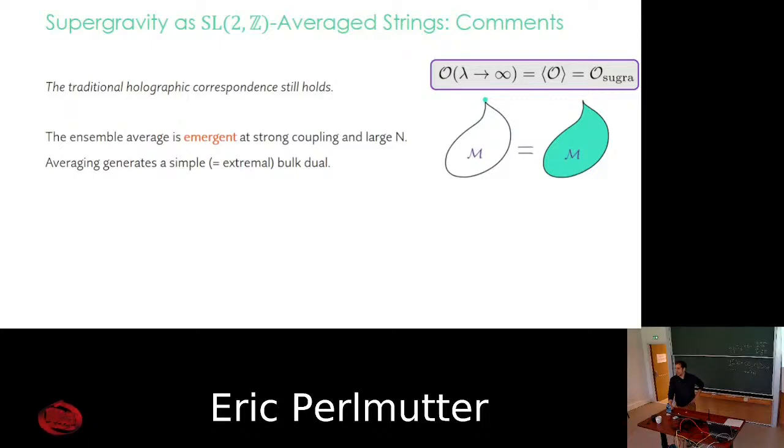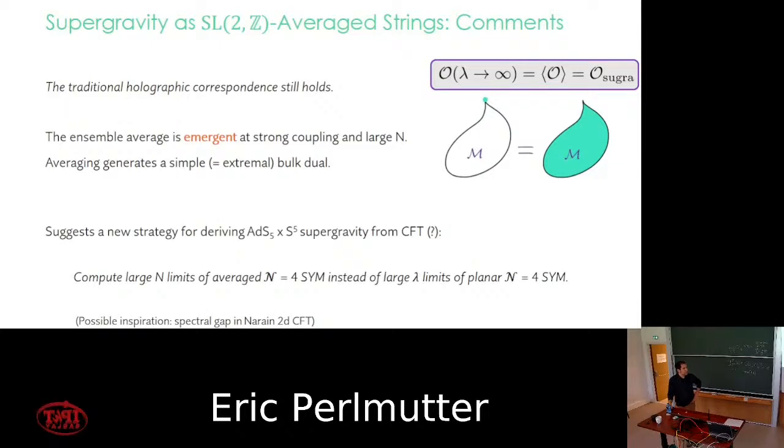And conversely, the averaging, like it does in these lower dimensional examples in AdS2, generates a simple bulk dual, which in this case is the extremal theory, aka the theory with the largest possible gap consistent with the symmetries of the problem. It also suggests to me an interesting, possibly plausible new strategy for deriving AdS5 times S5 supergravity from CFT.